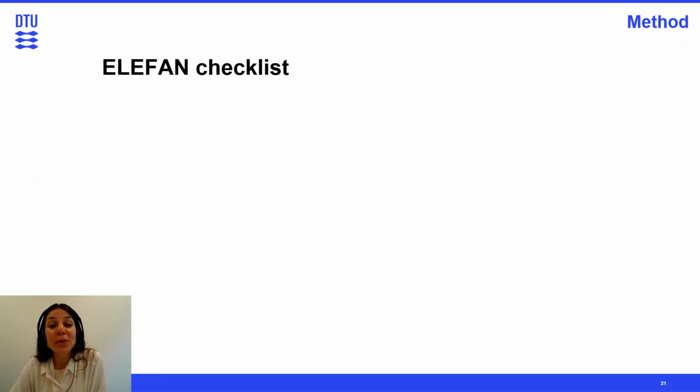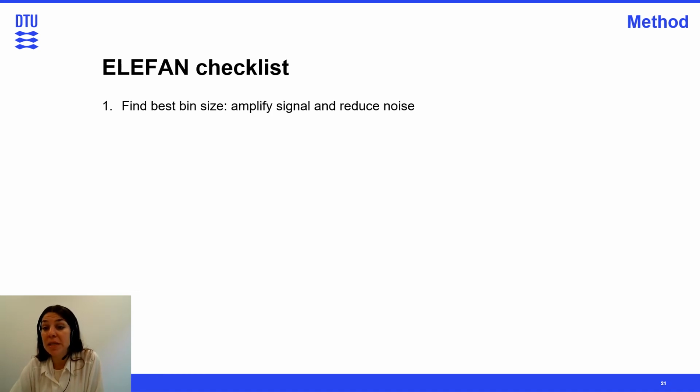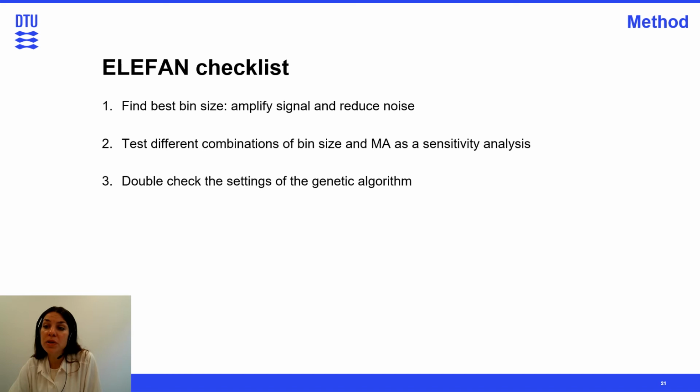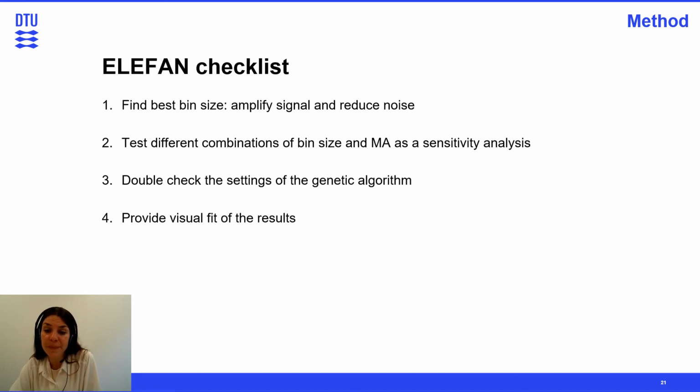Overall, to estimate growth, there are 4 important steps. First, it is to find the optimal bin size in order to amplify the signal in the data while reducing the noise. Then it is important to test different combinations of bin size and moving averages. And when you're satisfied with the restructured data, it is important to double check the settings of the genetic algorithm. Lastly, it is important to also provide a visual fit of the results as a check.